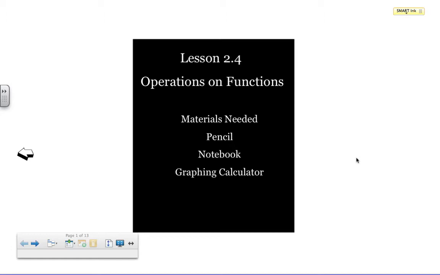So operations basically are your basic... sorry, I shouldn't use the word functions. It's a function, but it's not the kind of function we're talking about today. Operations are addition, subtraction, multiplication, and division. So when we talk about operations on functions, we're going to add functions together, subtract them from each other, multiply them together, and also divide them.